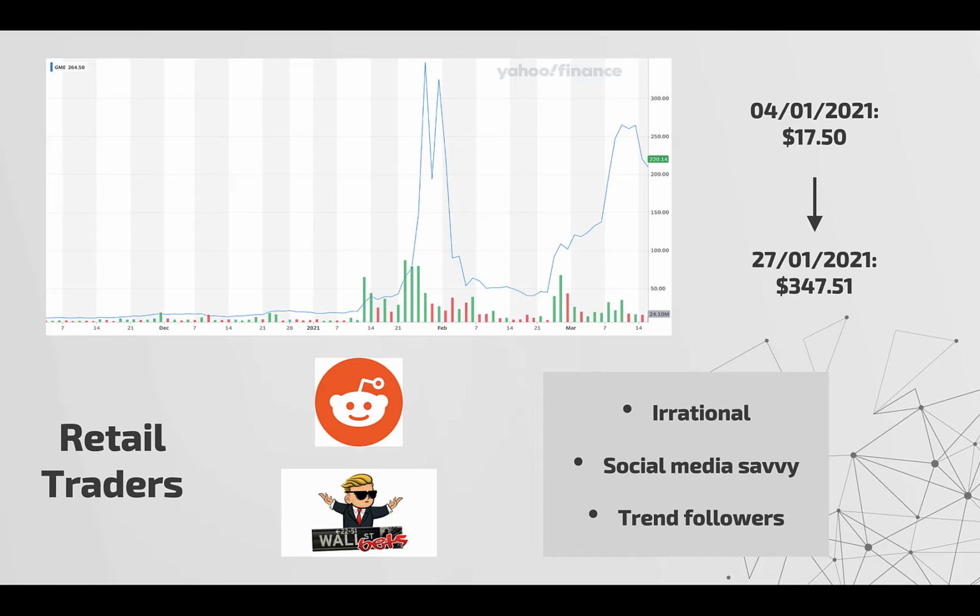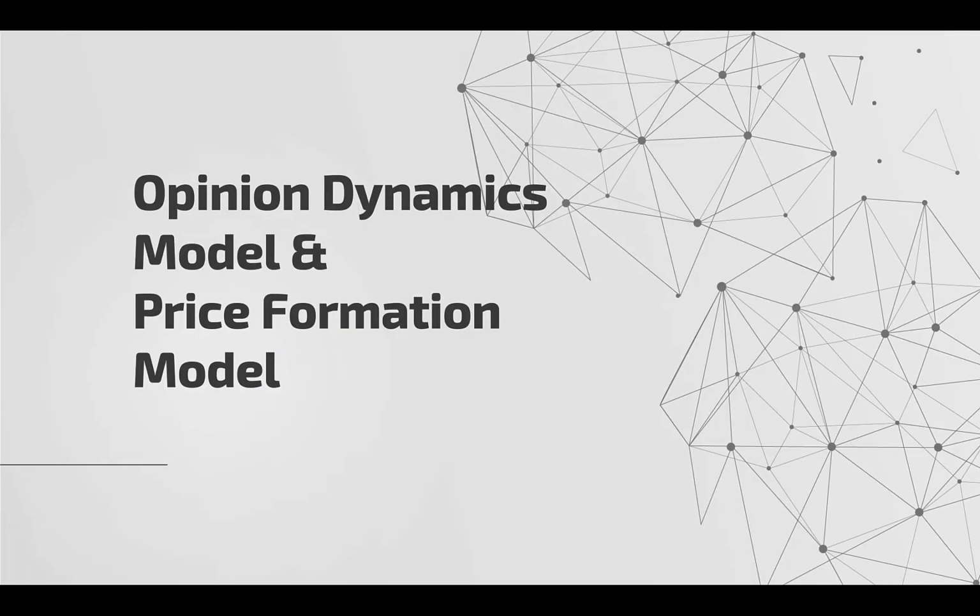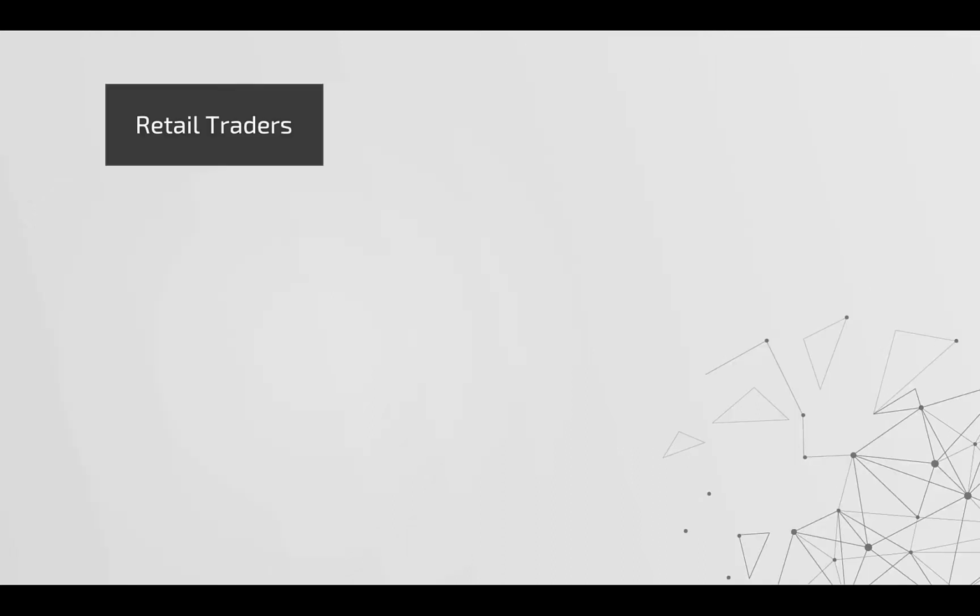As the core of our project is to study and apply opinion dynamics models, we thought it would be interesting to apply the model to these retail traders and simulate the price hike of GameStop during January and February earlier this year. So I've just explained half of our project title, the GameStop short squeeze, and in this section, I'll explain the other half, which are opinion dynamics models and price formation model.